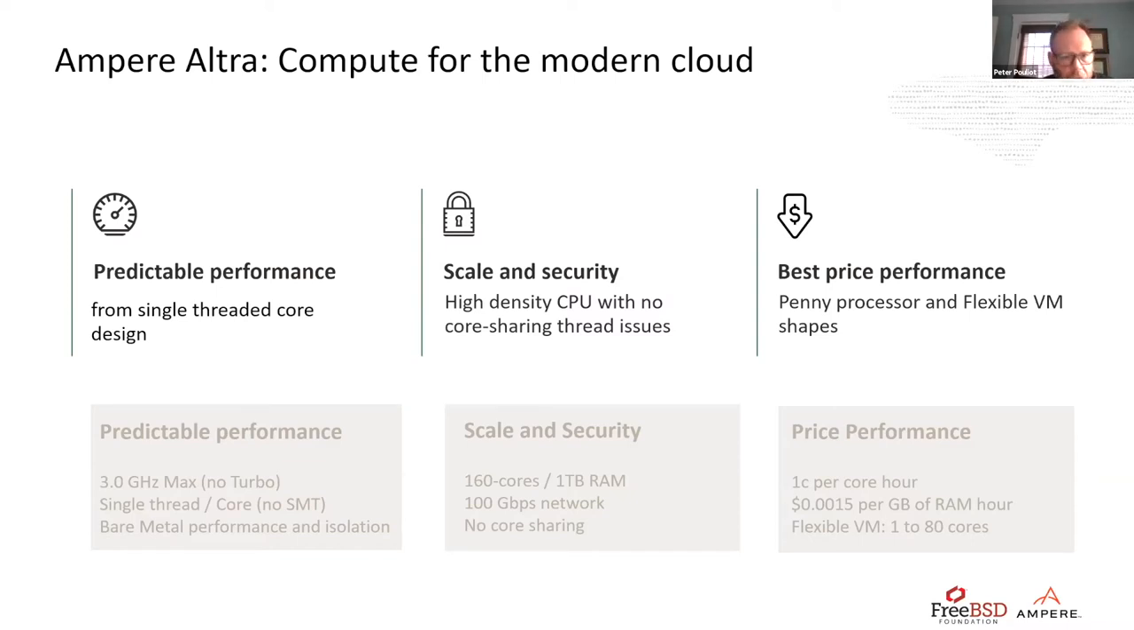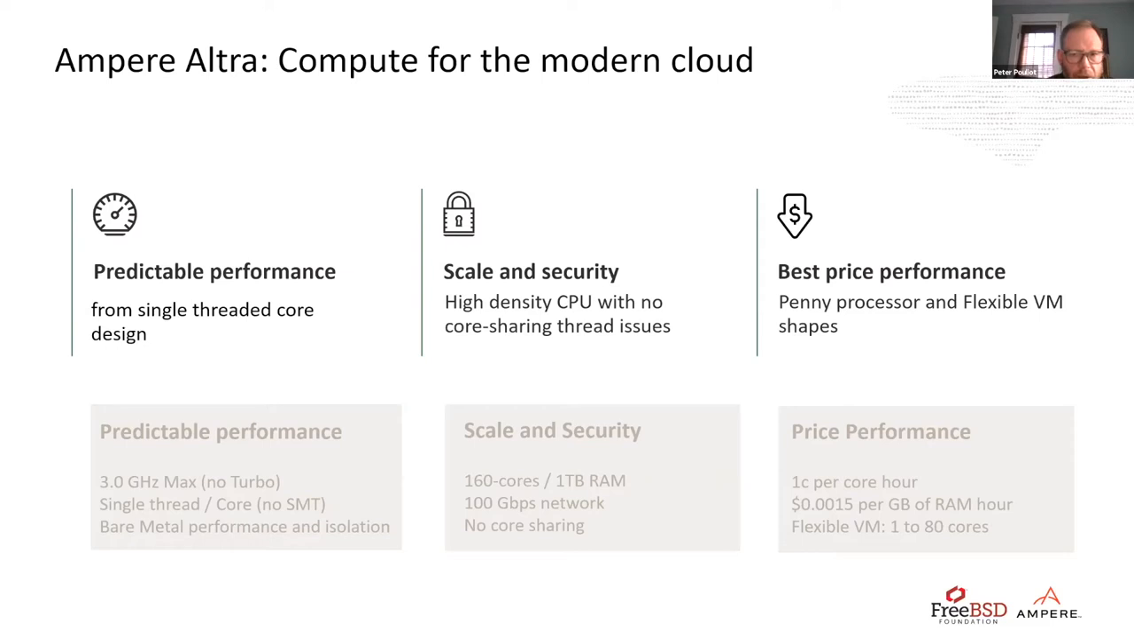Because we have such a large amount of cores and a single thread per core, we're not as susceptible to some of the problems that multi-threaded cores have. Because of the high core count, it gives us unprecedented scalability. As such, comparatively to our competition, we do have the best price per performance.